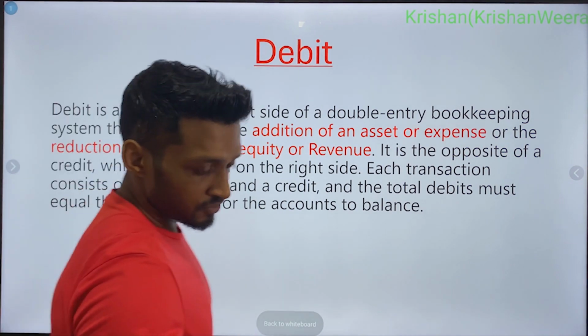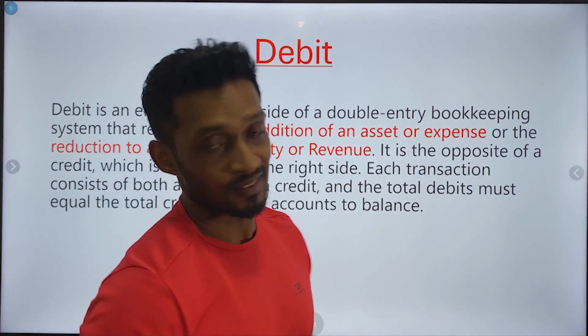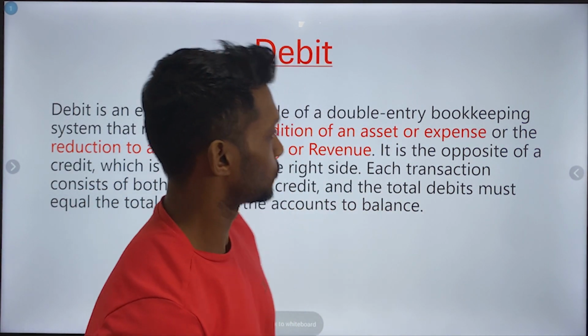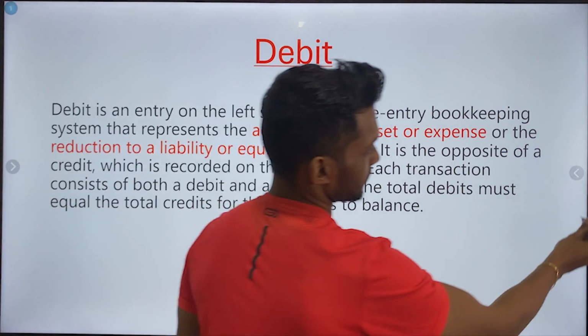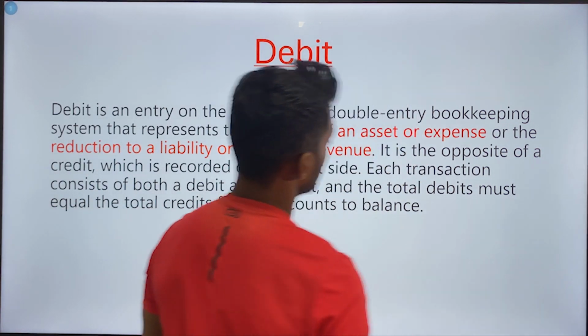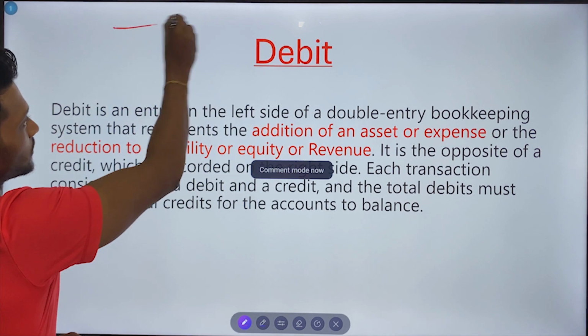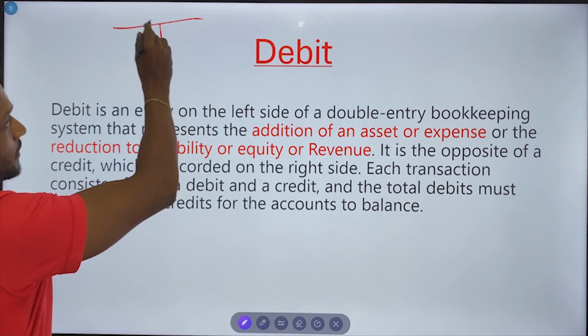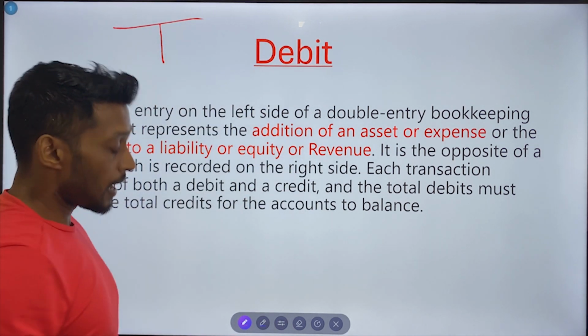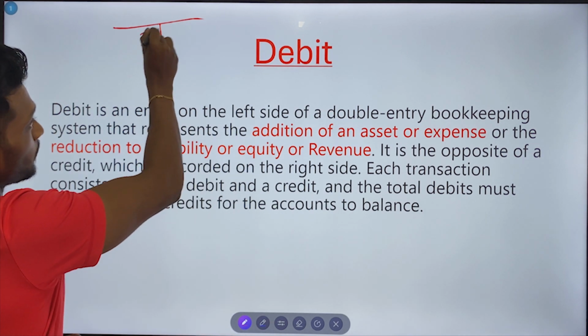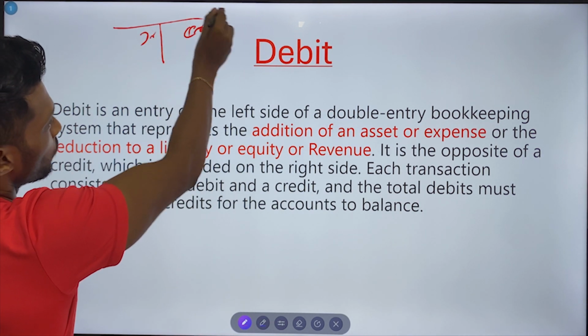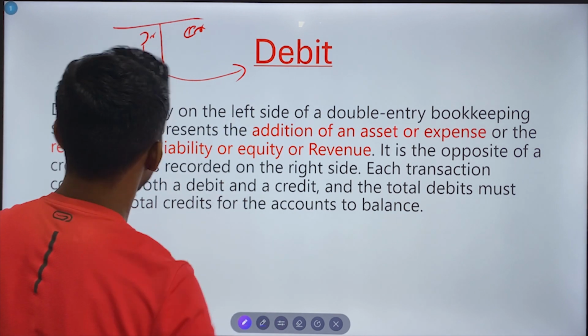If you remember, last video I explained how our grandparents used to record accounting transactions. A few decades back they used to have a general journal. Through the general journals they used a T account, and in the T account they used debits and credits. Now we are going to talk about debit.